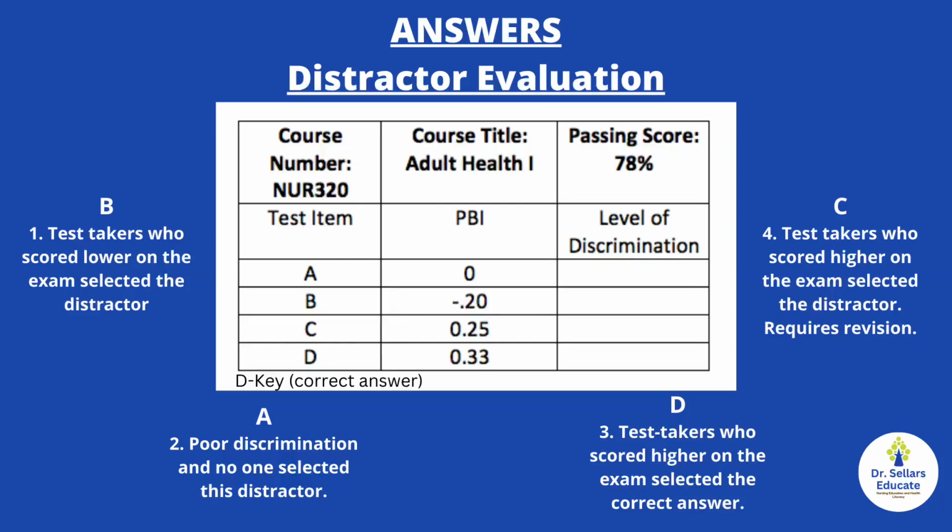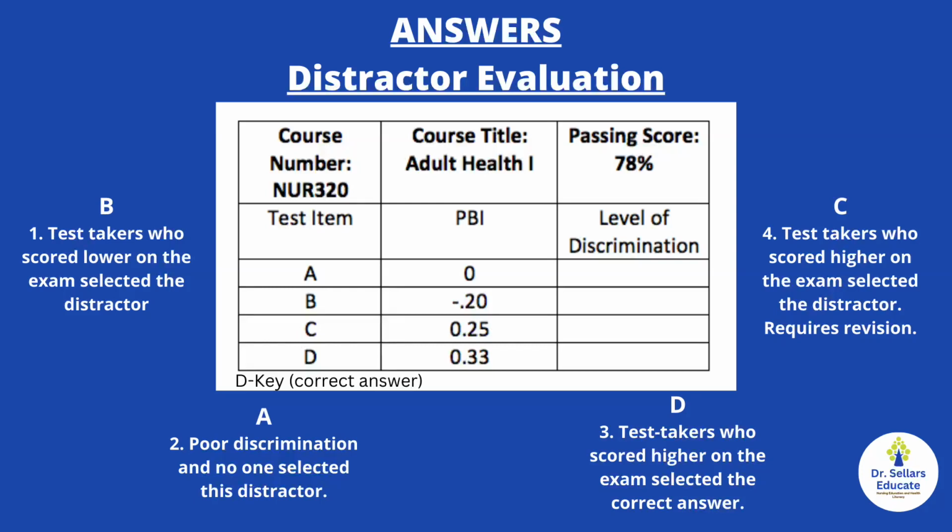Well, first, it is negative. Remember, we always want our distractors to be negative, so we have effectively attracted the student who is not knowledgeable about the content more often than we have the student who is knowledgeable about the content. How do we know that? Because it is negative. We always want our distractors to be negative.